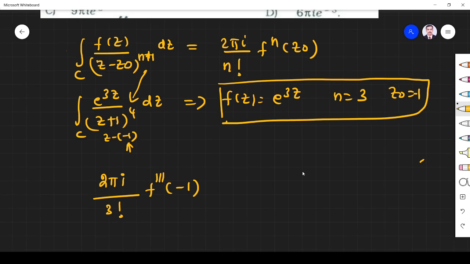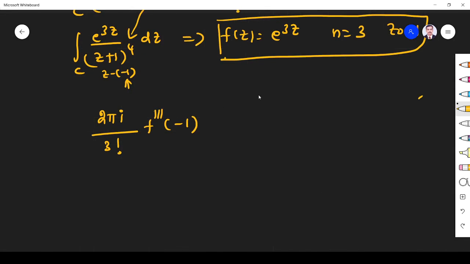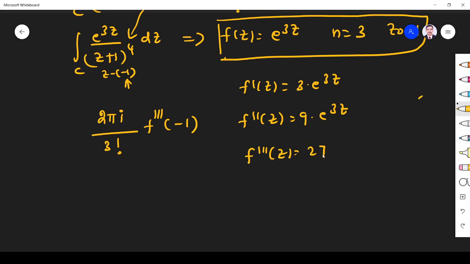What is f of z? f of z is equal to e power 3z. Differentiate it: f dash of z is 3 into e power 3z. Again differentiate: f double dash of z is 9 into e power 3z. f triple dash of z is 27 into e power 3z. What I need is f triple dash of minus 1, which gives 27 into e power minus 3.